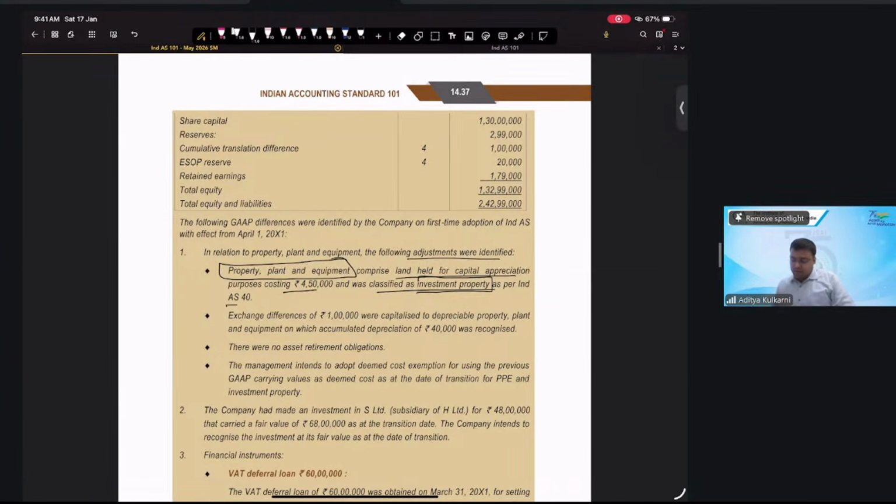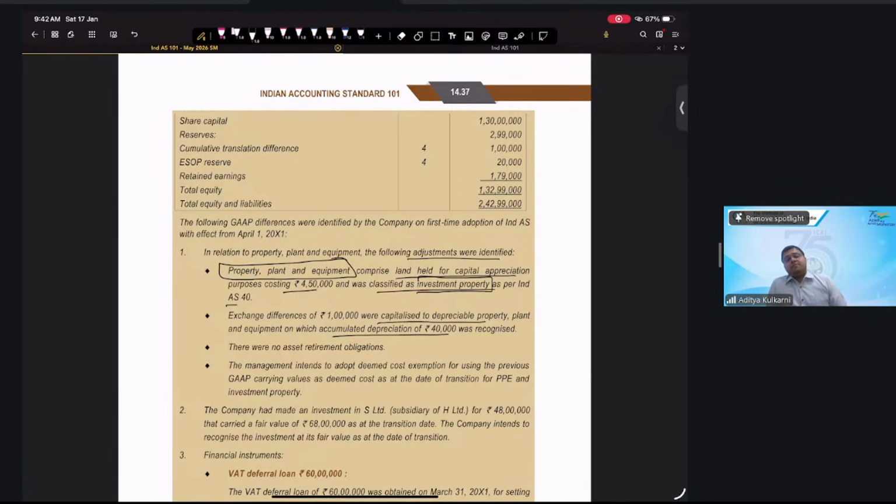Next. Exchange differences of 1 lakh were capitalized to depreciable property, on which accumulated depreciation of 40,000 was recognized. What do we do with this? We'll debit PPE by 1 lakh. Read the question and see what they are telling. Exchange difference of 1 lakh capitalized to property, plant, equipment.